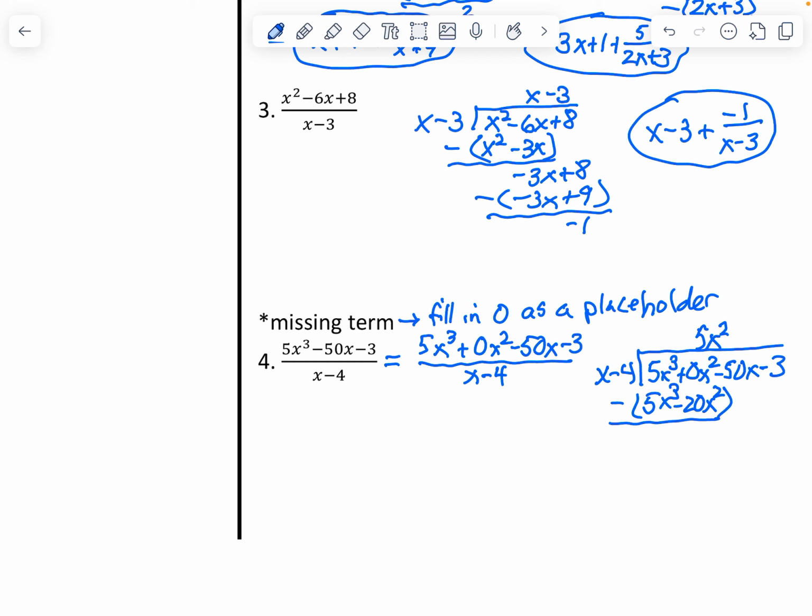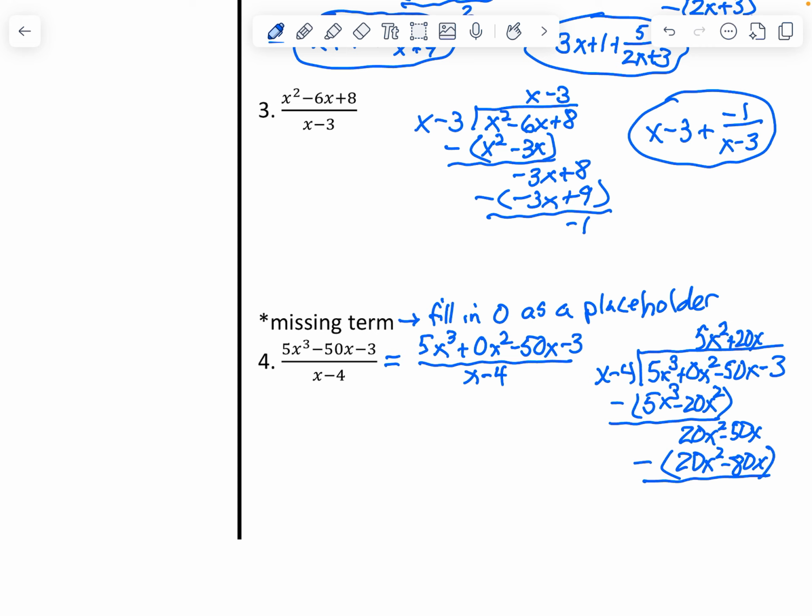Subtract straight down, so 5x cubed minus 5x cubed is 0. 0x squared minus a negative is a plus 20x squared, so we get positive 20x squared. Bring down the negative 50x. X times what gives you 20x squared? Well, that's going to be a 20x. So 20x times x is going to be 20x squared. 20x times negative 4 is going to be a negative 80x. We're going to subtract straight down. Again, subtracting a lot of negatives on this problem.